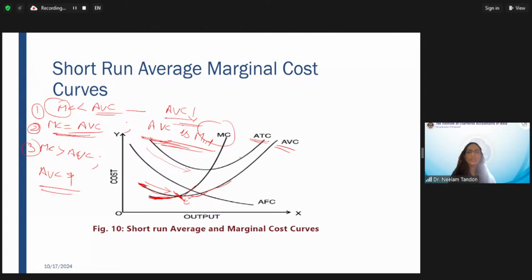When MC is greater than ATC, ATC also starts increasing. So this, and what about this gap here? The gap between the two depicts what? AFC. So what is AFC?